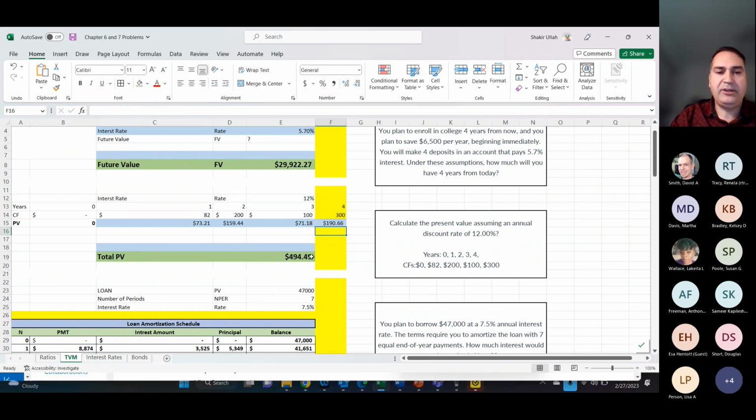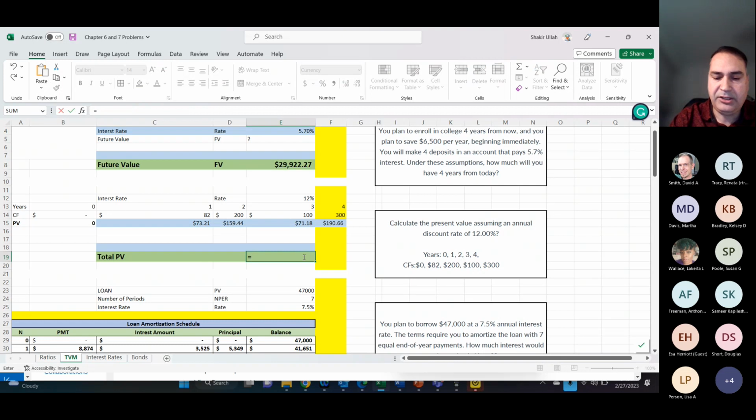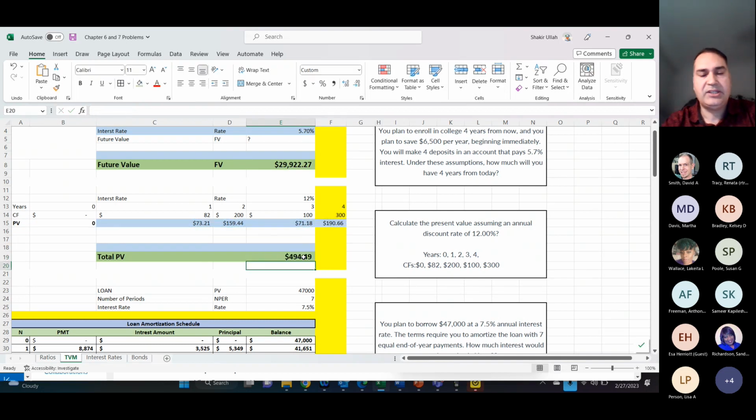Now that I have got the present values of all these individual values, I can sum them up. So equals to sum of all of these values. We start from time 0 and select all of those, close the parentheses, and I get the total present value for these cash flows. Okay.